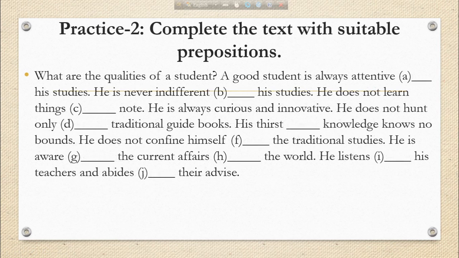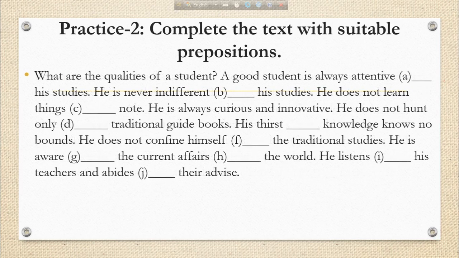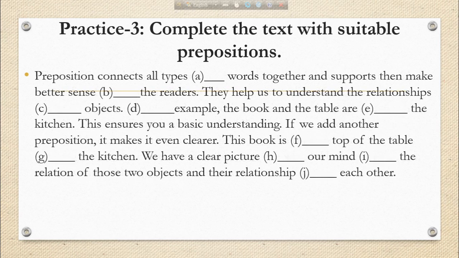So here you have practice 2. Do it by yourself. And also practice 3. This is about preposition and practice 2 is about the qualities of the students. So do it by yourself, dear boys. I will provide you the answers in my next class or in the page. So if you face any confusion or any difficulties, feel free to ask me. You can ask me in the comment box and also in the message.